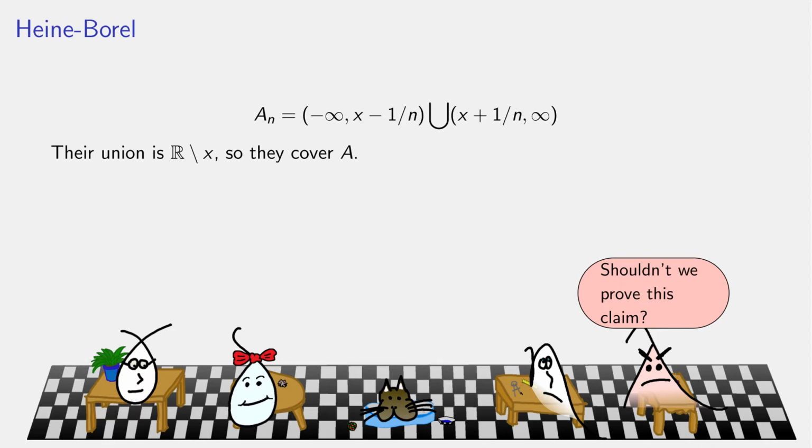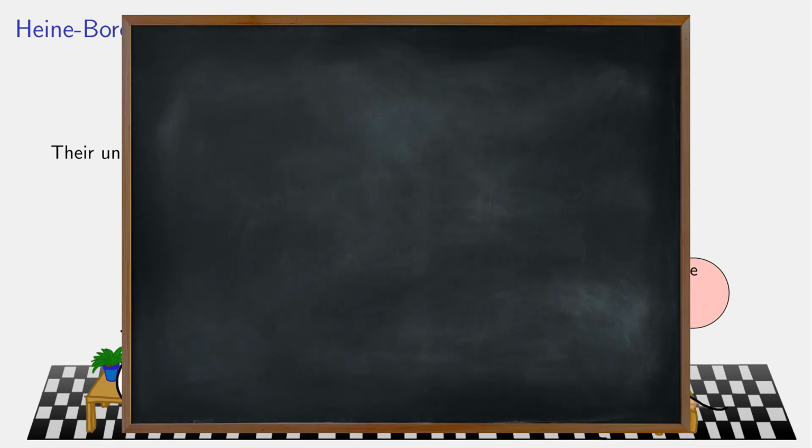So should we prove the fact that the union of these sets is in fact R minus x? Well, the picture on the previous drawing kind of did most of the work. I mean, here's how we can really go through it in detail. Okay, so A sub n is negative infinity to x minus 1 over n union x plus 1 over n to infinity. So we need to show that the union of A sub n is everything except for x.